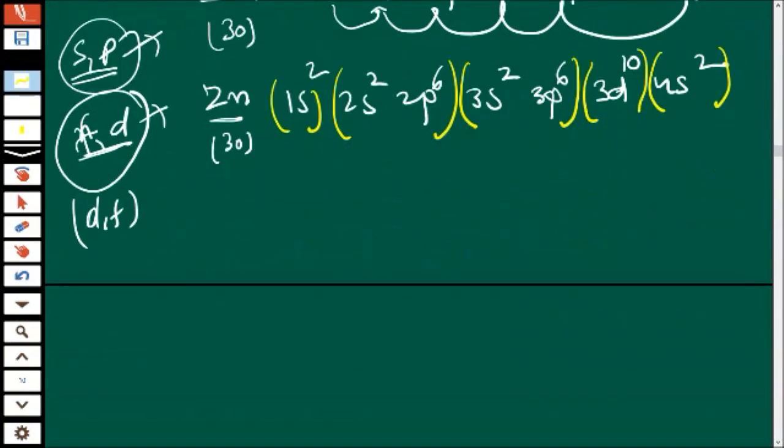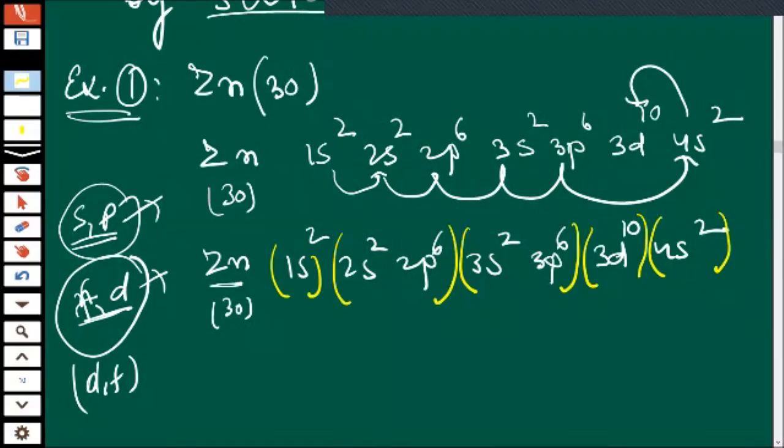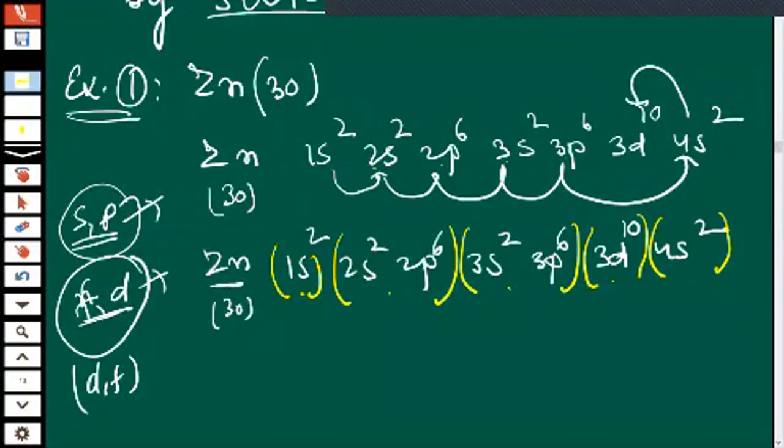Now, let us see the question. Please note it down carefully. So there are 5 groups: 1, 2, 3, 4, 5. If somebody asks you how many groups are there, you have to tell them 5 groups are there in zinc. How many orbits are there? 4 orbits are there. How many suborbits are we using? 1, 2, 3, 4, 5, 6, 7 suborbits are used.